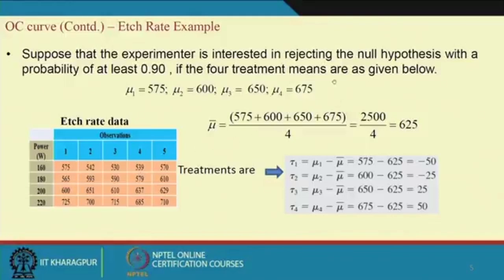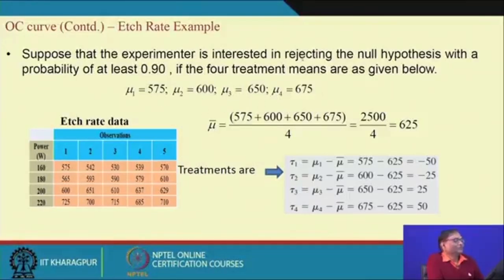Now, let us hope that for this particular case, the 4 population mean values, when power is at 160, 180, 200 and 220, the treatment means are known. That is mu 1 575, mu 2 600, mu 3 650, mu 4 675. Then if this is known, mu bar will be 625, and given the data, you are in a position to calculate tau 1, tau 2, tau 3, tau 4, and these are all population taus, because you have mu 1, mu 2, mu 3 all known. So, mu 1 minus mu bar is minus 50, mu 2 minus mu bar is minus 25, 25, 50, like this.